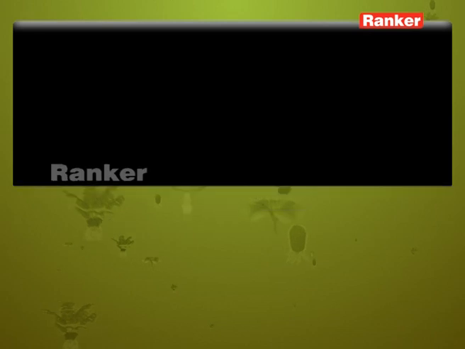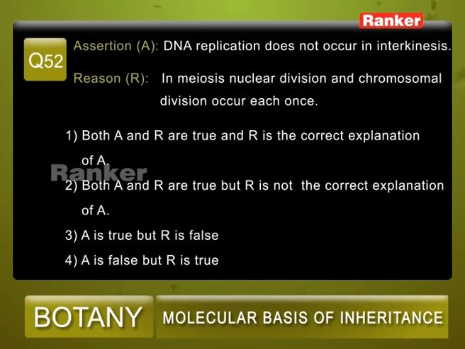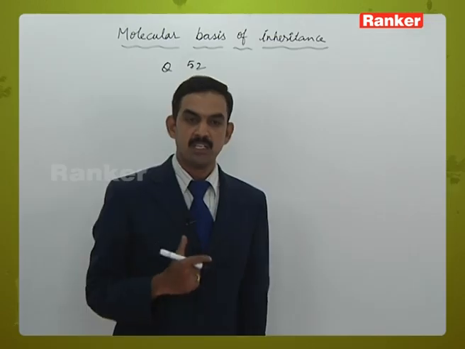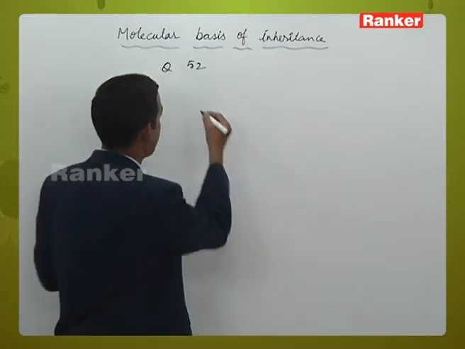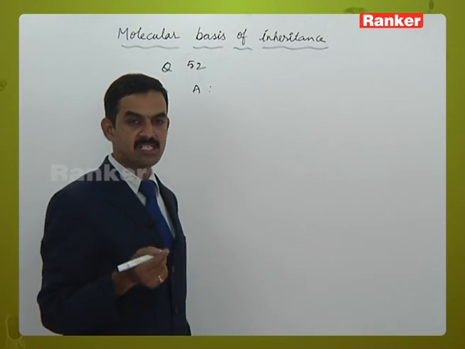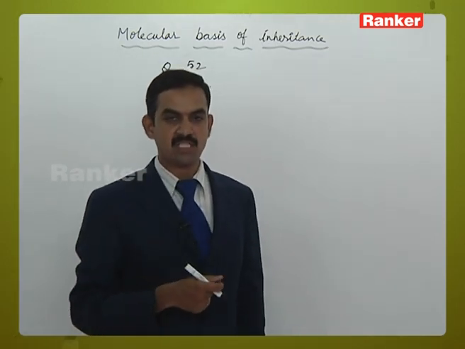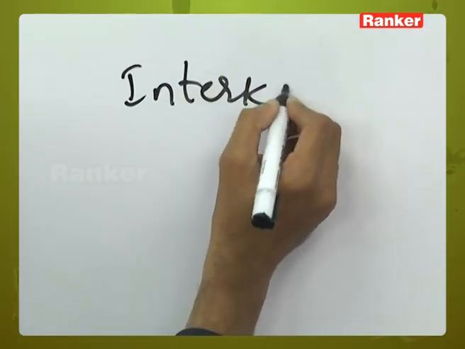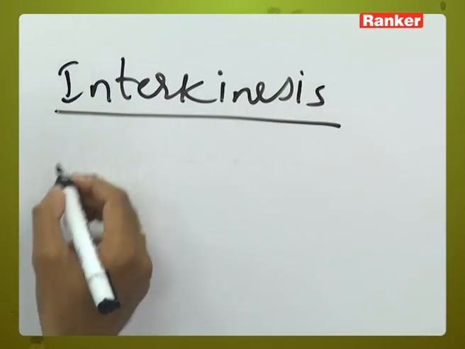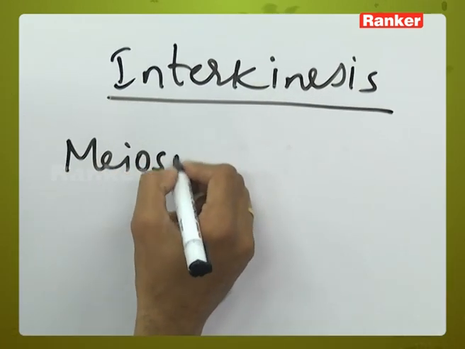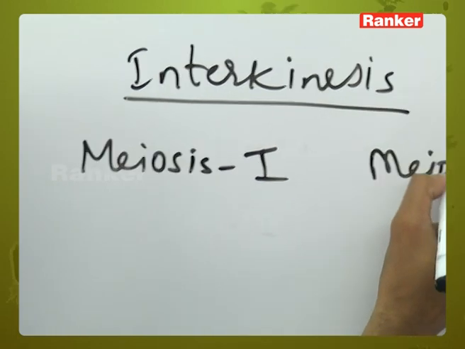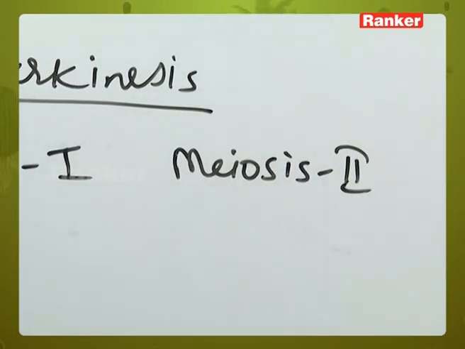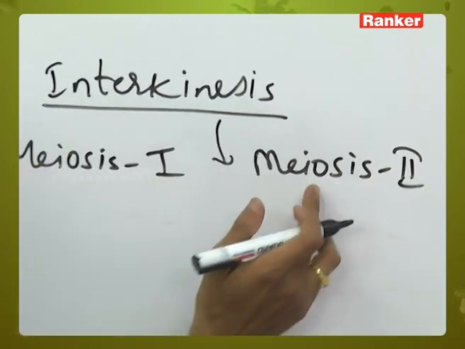Question number 52, assertion: DNA replication does not occur in interkinesis. Reason: in meiosis, nuclear division and chromosomal division occur each once. Here let us come to the assertion statement. It says DNA replication does not occur in interkinesis. Actually, what is interkinesis? Interkinesis is a gap period between meiosis 1 and meiosis 2, which takes place during the reduction division.